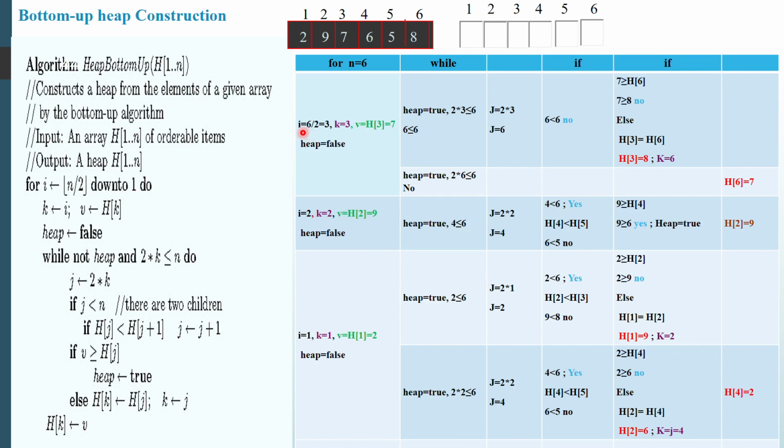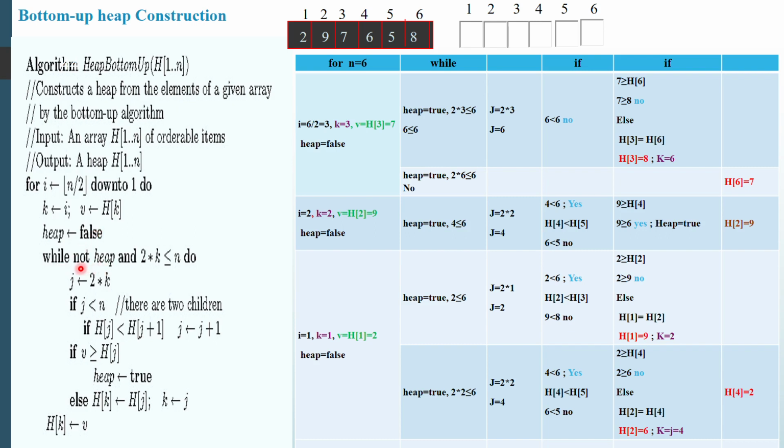At present, what is the i value? i is equal to 3, and k equals i. The i value is 3, so k equals 3 here. And v equals h of k. The k value is 3, so h of 3. In the third position, what value do you have? That is 7, so v equals 7 now. Next, you take one variable, heap, and that is false now.